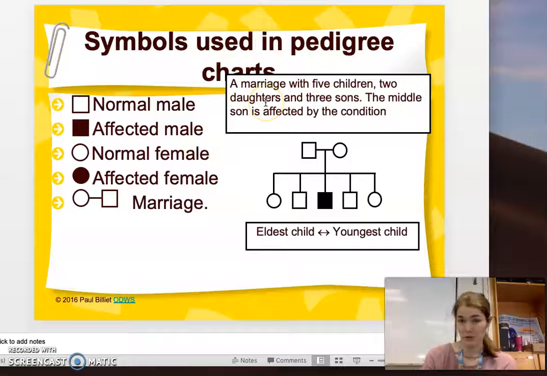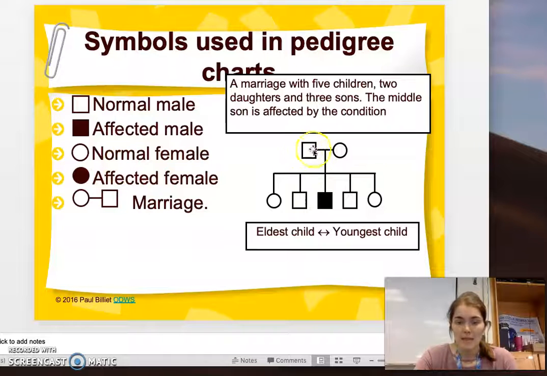Now, we use a lot of symbols in pedigrees. A square is for a male and a circle is for a female. If the squares are linked, that linkage means that there is a marriage. A normal male is an empty square. A filled in square is an affected male, meaning whatever condition you're talking about, hemophilia, color blindness, whatever it is, that male is affected by it. They have that trait. A normal female is going to be clear. An affected female will be colored in.